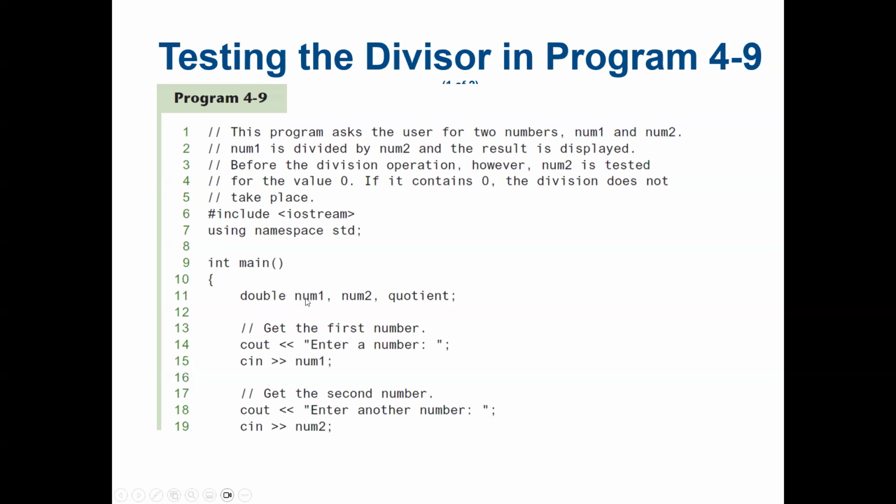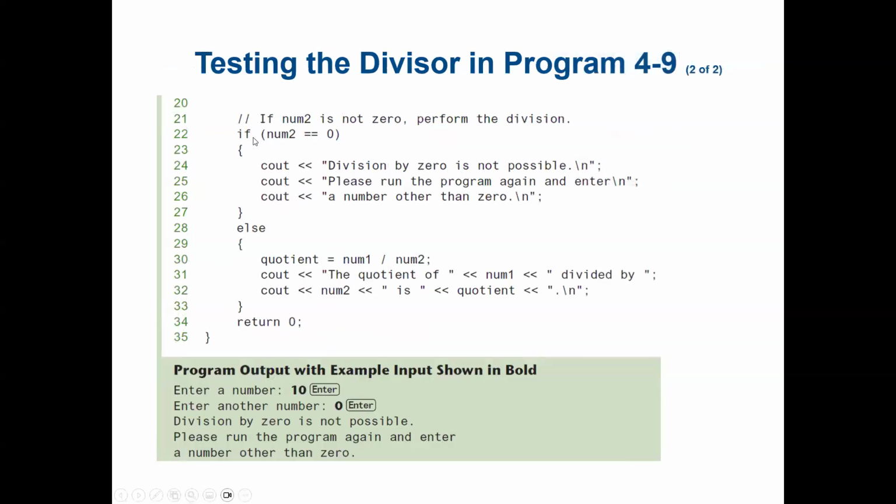So here again, we declare variables num1, num2, and quotient. We ask the user to enter the first value, num1, and also the second value, num2. Then we say, okay, if num2 is equal to 0, then division by 0 is not possible. Please run the program again and enter a number other than 0. So this is what we'll be printing out. Else, if the condition is false, that means we can do the division. So quotient equal to num1 divided by num2, and we display that the quotient of num1 divided by num2 is the answer in the quotient variable.